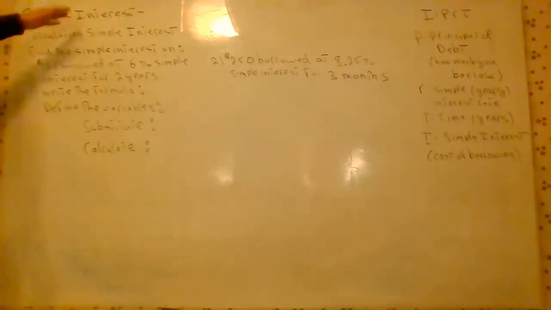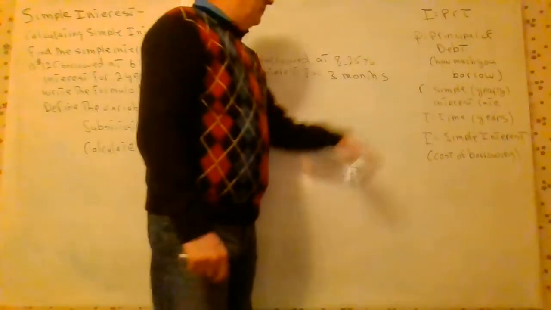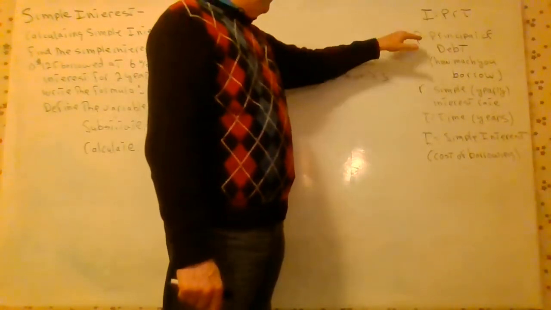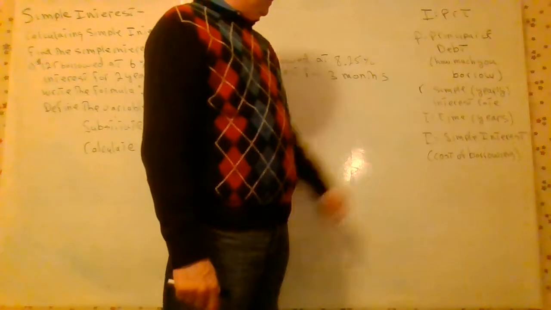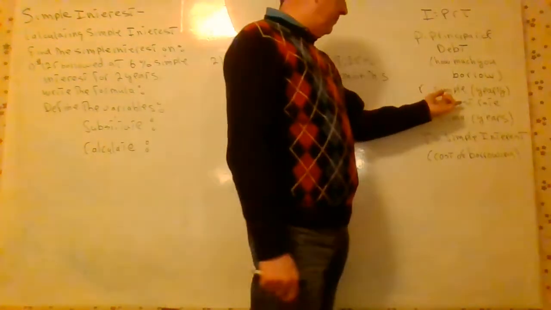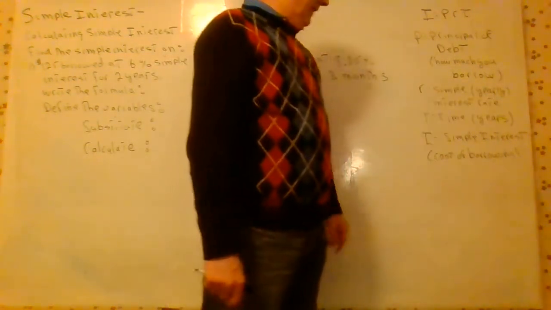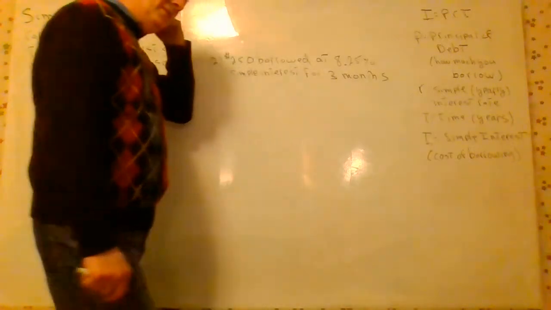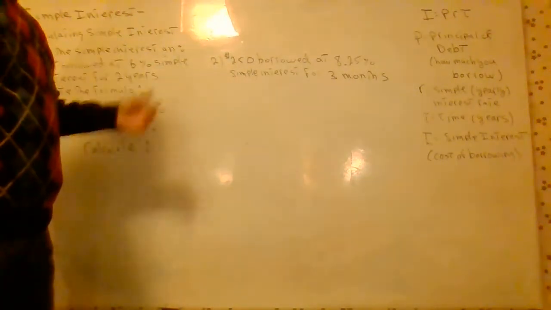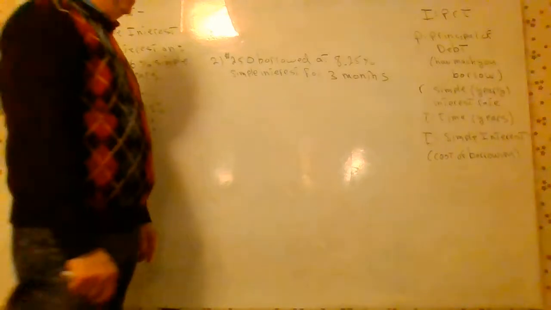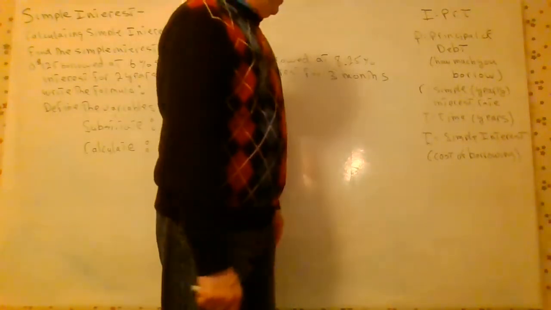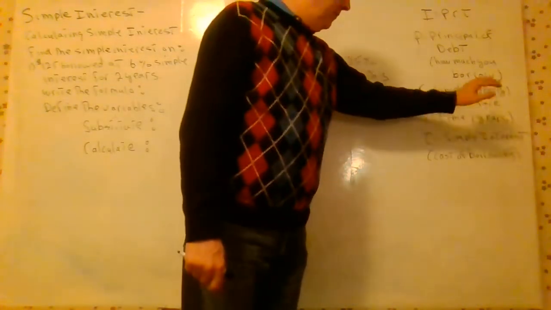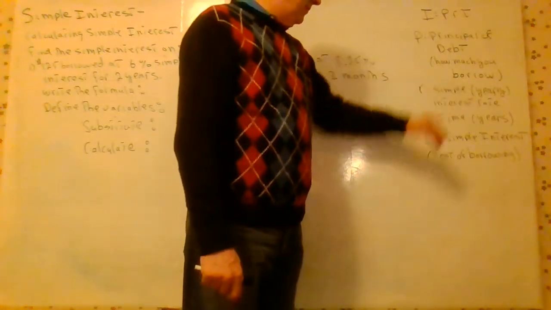Simple interest, calculating simple interest. We have a very simple formula. I equals PRT. P is the principal of the debt. That's how much you borrow. R is a simple interest rate. It's on a yearly basis. So if it's 6%, whatever you borrow, you'll pay 6% of that as a cost of borrowing per year. T is time, has to be expressed in years because this is a yearly interest rate.